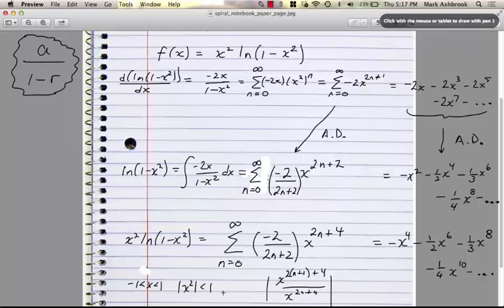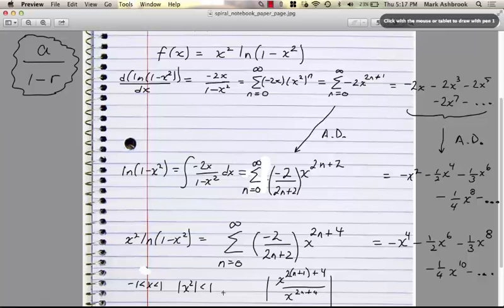So the key on these is always what derivative or antiderivative can you do on all of it or part of it to get a over 1 minus r? Get a power series that you can do based on the geometric series, right? But since we took the derivative of this and we did the derivative of the power series we wanted, we're going to take the antiderivative to get the power series for what we started with, ln 1 minus x squared, and then we're going to multiply by x squared. And there it is.